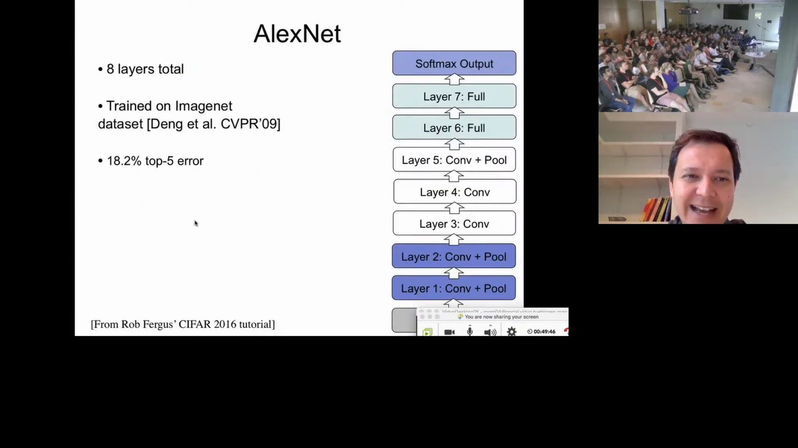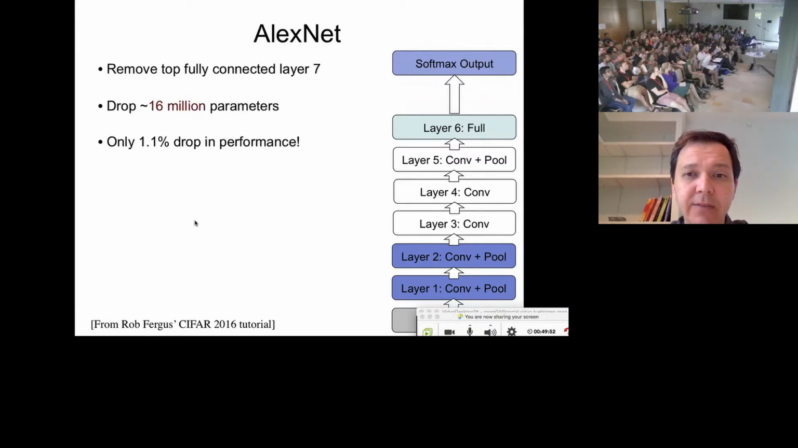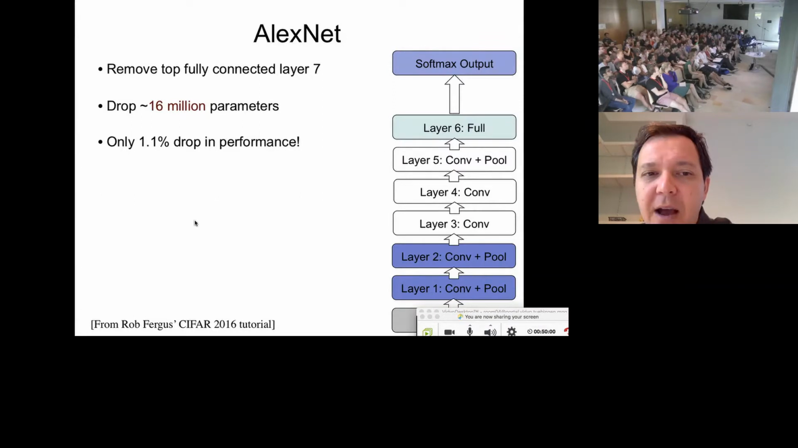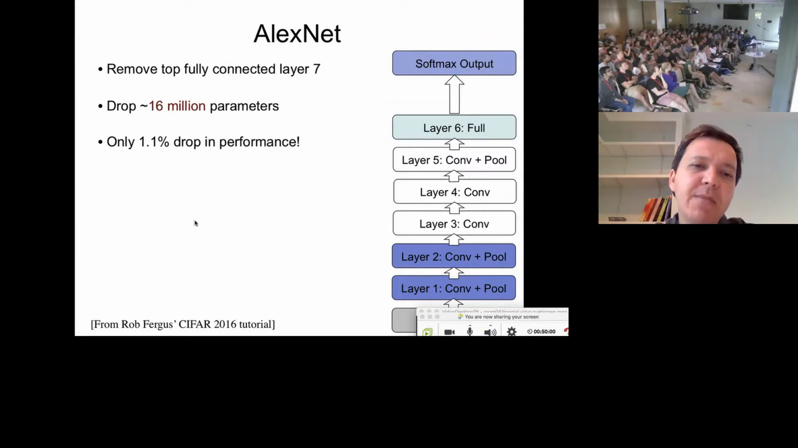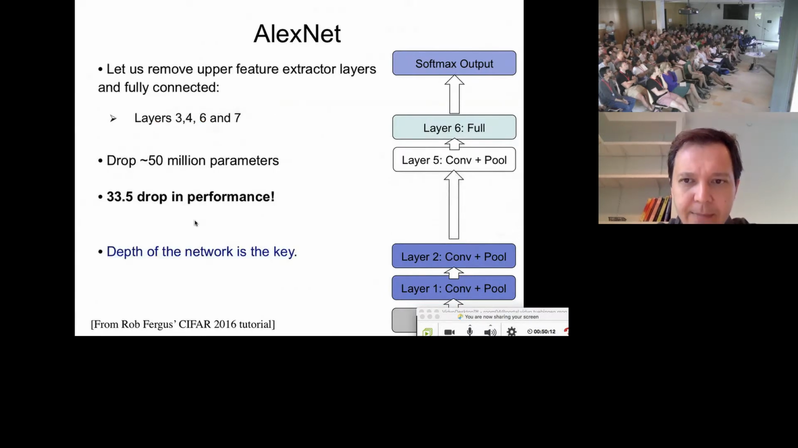Here's an example of an AlexNet. It has 8 layers. It achieved state-of-the-art back in 2012. If you remove the top fully connected layer 7, you save about 16 million parameters, and it only drops in error by about 1%, right? So maybe we can sacrifice that. But if you drop layers 3, 4, 6, and 7, you drop about 50 million parameters, then your drop in performance is about 33%. So the model really performs way worse if you are dropping some of the layers.